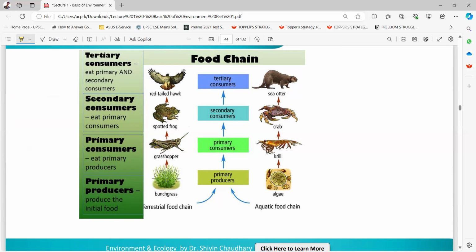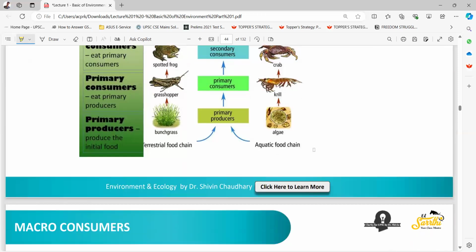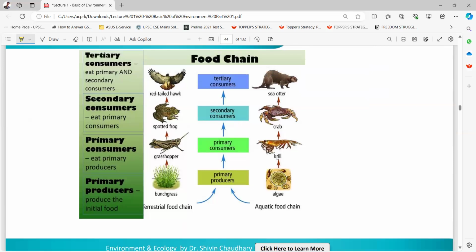Terrestrial food chain: bunch grass, primary producer. Primary consumer, grasshopper. Secondary consumer, spotted frog. Tertiary consumer, red-tailed hawk. Okay, in the aquatic food chain, primary producers are algae. Primary consumers, krill. Secondary consumers, crab. Tertiary consumers, sea otter.